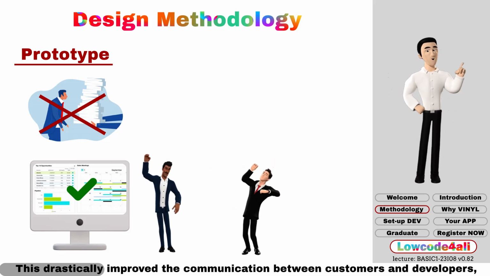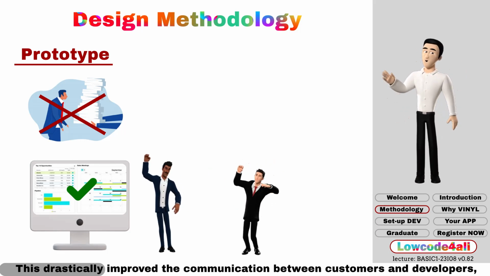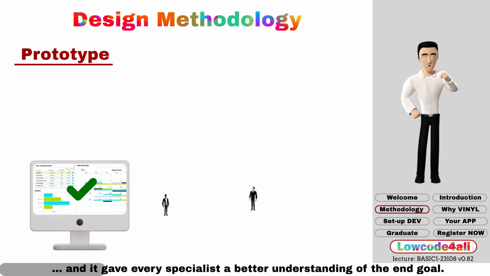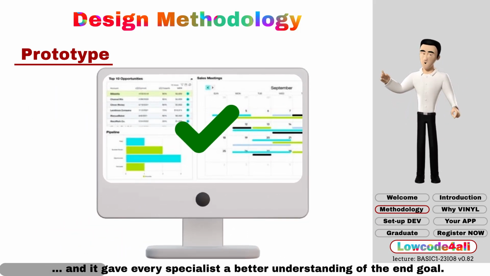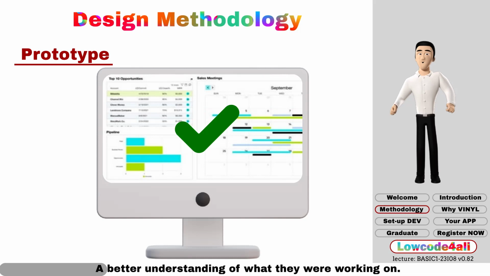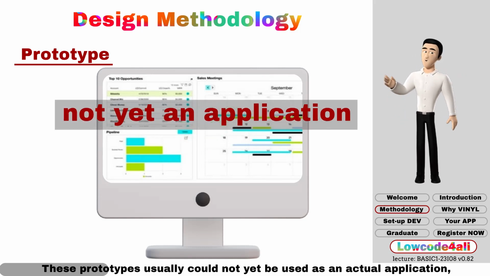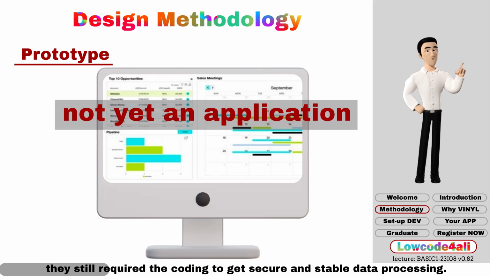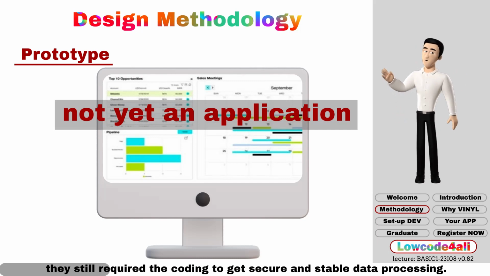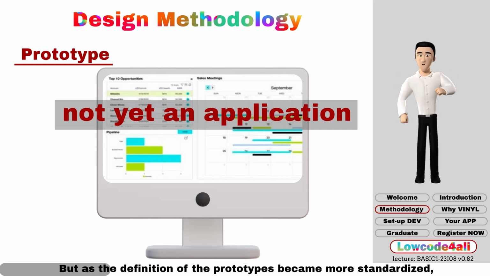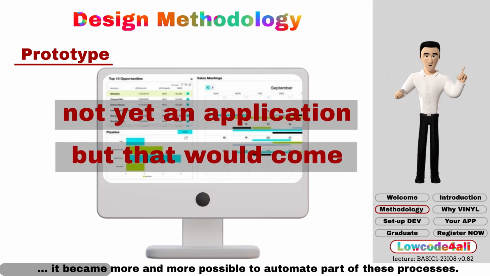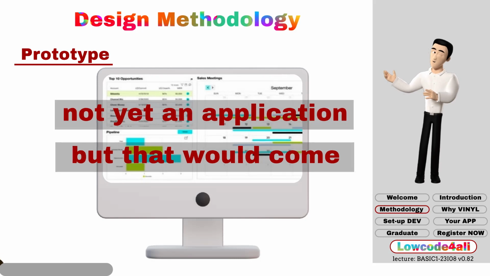This drastically improved the communication between customers and developers, and it gave every specialist a better understanding of the end goal, a better understanding of what they were working on. These prototypes usually could not yet be used as an actual application, they still required the coding to get secure and stable data processing. But as the definition of the prototypes became more standardized, it became more and more possible to automate part of these processes.